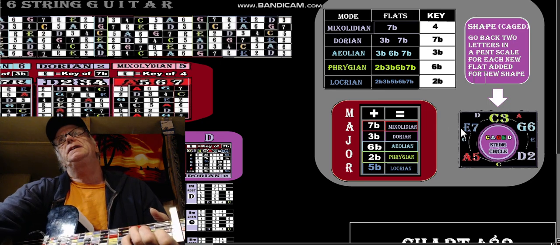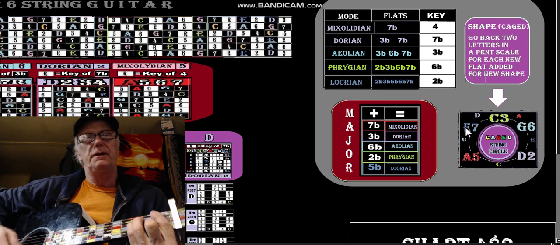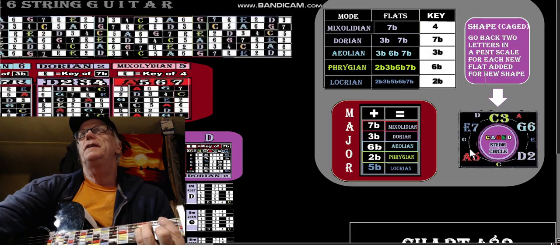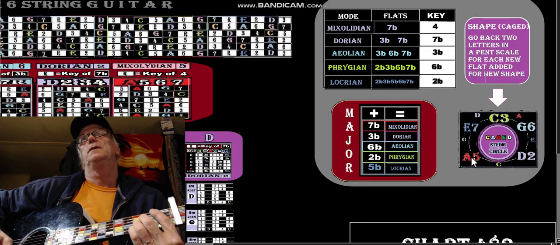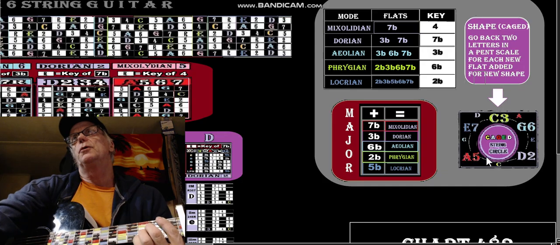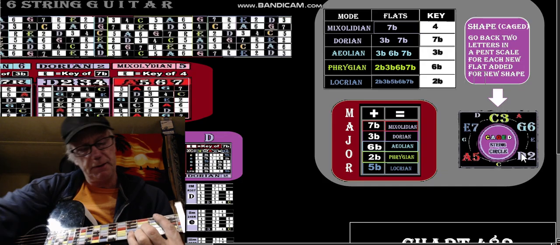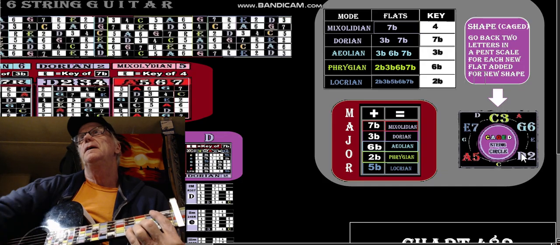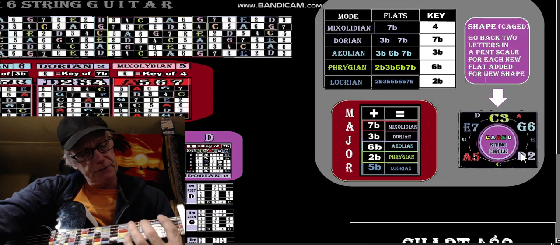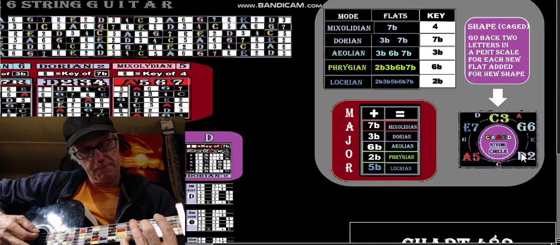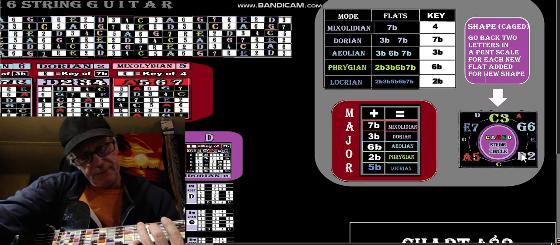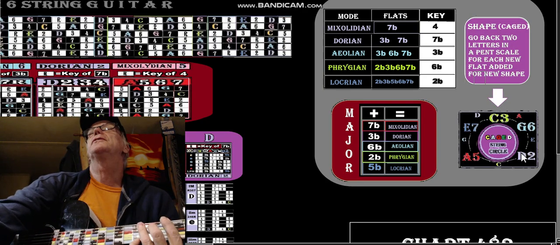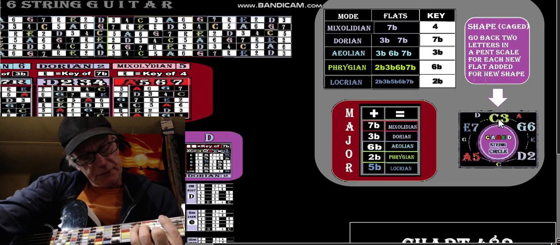We go to the E shape, the 4th. We go to the A shape, the 4th of that. Okay, and we go to the 4th of that, which is the D shape. And then we go to the 4th of that, which is the G shape there, like that. I'm kind of missing that top string there. And the 4th of that would be the C shape again.